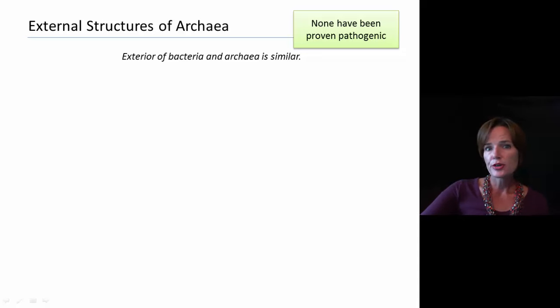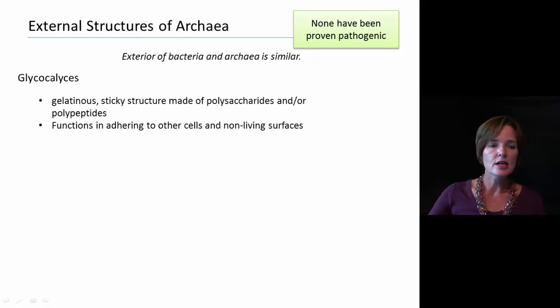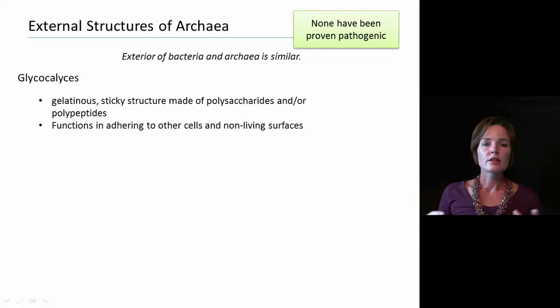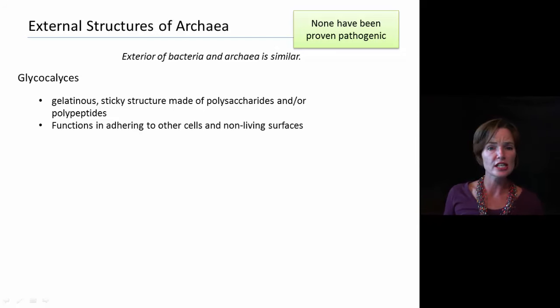So if we talk about what we do find around the outside of Archaea cells, they are going to have glycocalyces. That's a gelatinous, sticky structure made of polysaccharides and polypeptides that we find around the outside of the cell. The function of the glycocalyx is going to be for sticking. It is going to help them to adhere or stick to other cells, other archaea cells, or to other specific surfaces, which could be non-living surfaces that they're actually growing on.